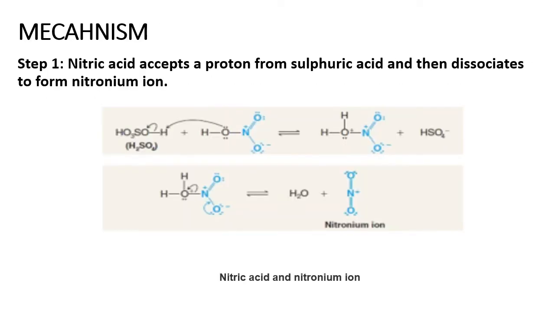Mechanism. Step 1. In step 1, nitric acid accepts a proton from sulfuric acid, and then in the next reaction it dissociates to form the nitronium ion.